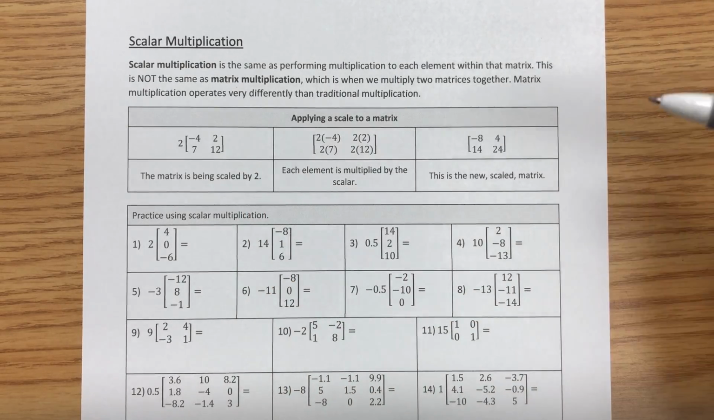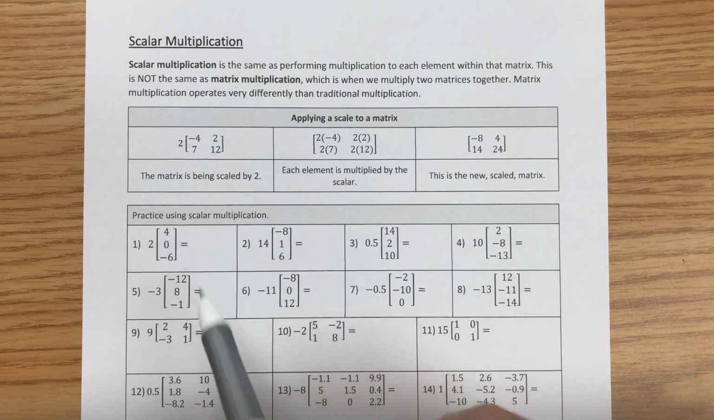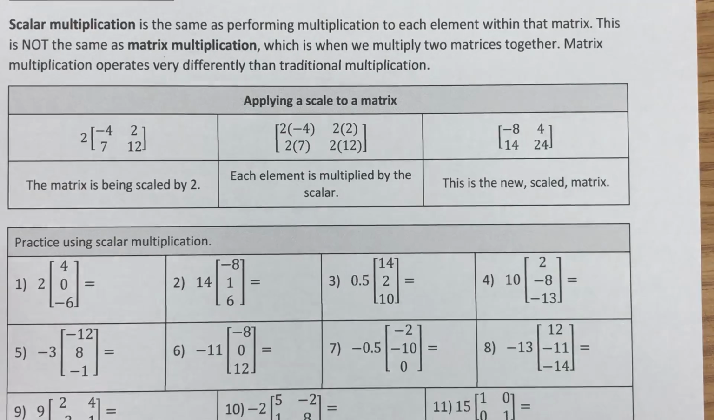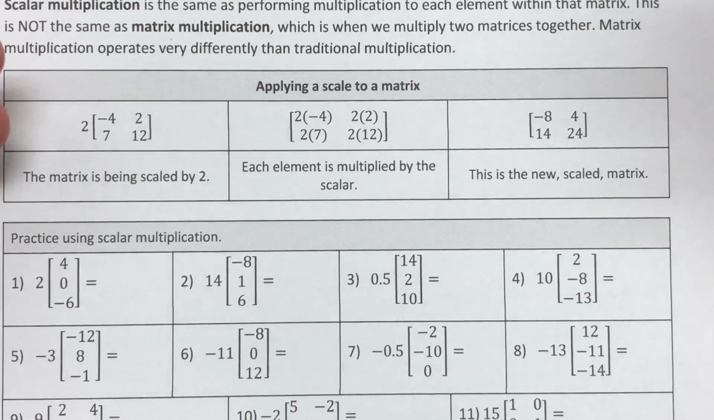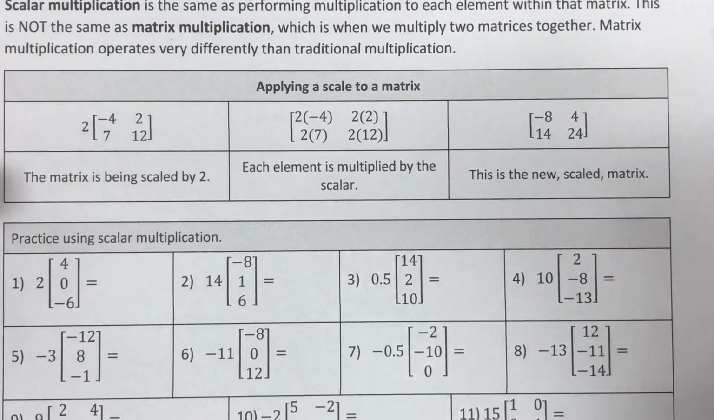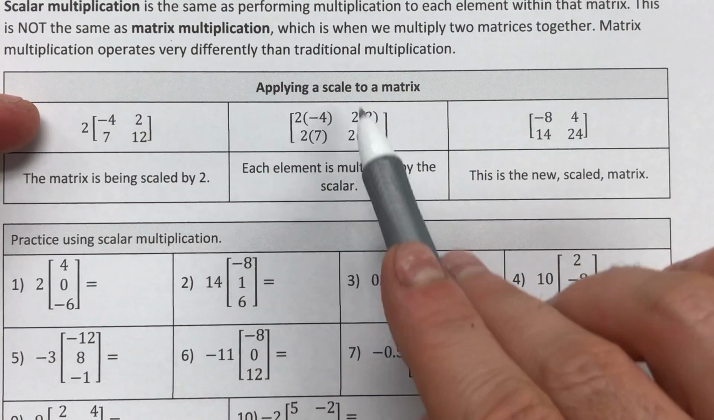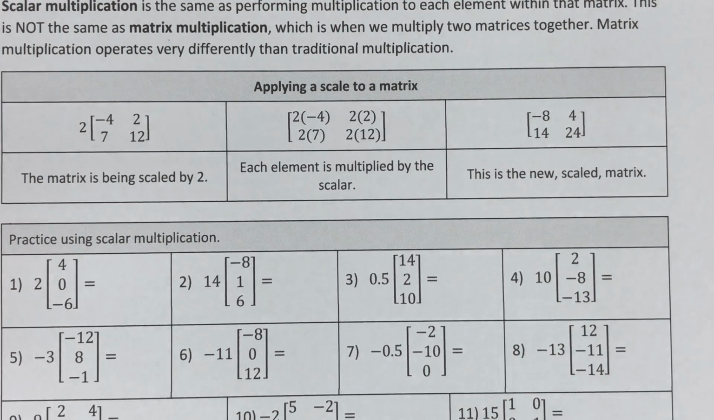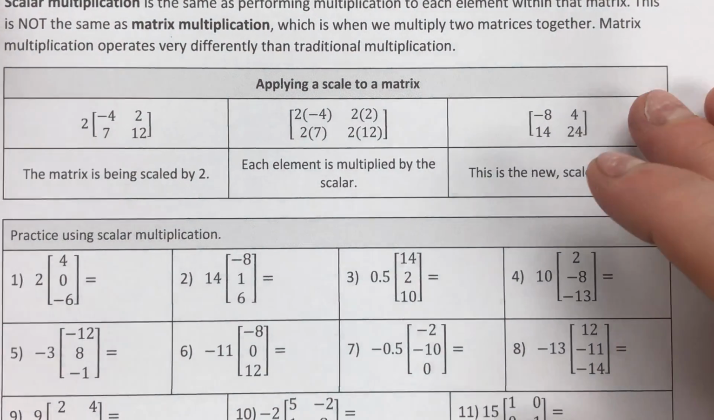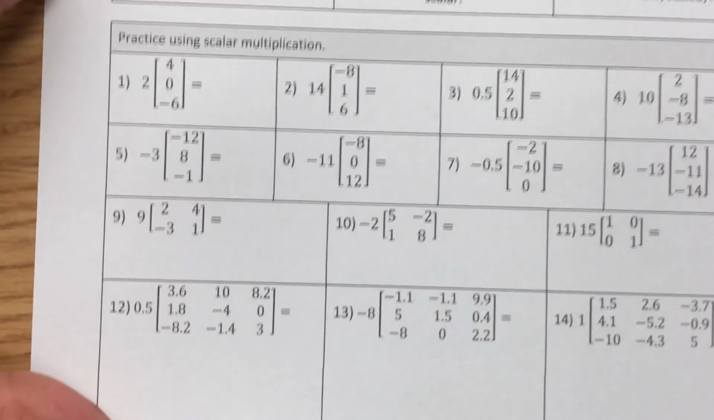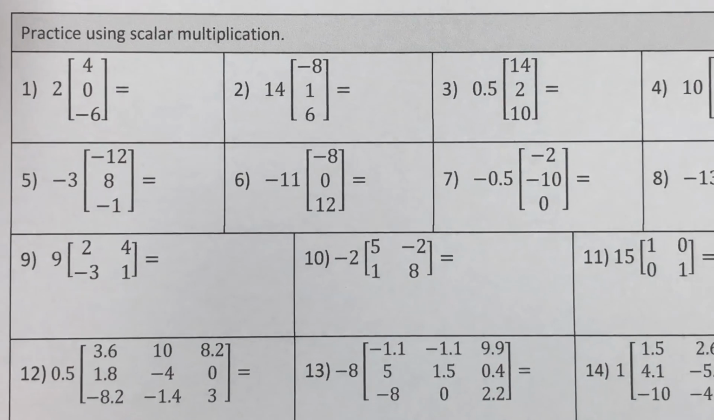We're not multiplying one matrix times another. We're multiplying one matrix times a scale factor, which means we are in essence dilating that matrix, making it go through dilation. So let's take a look at how that actually works. When we apply a scale to a matrix, let's say I want to scale this matrix by 2, I quite literally take each element of the matrix, the -4, the 2, the 7, and the 12, and I multiply them all by 2, and I get the new matrix. That's it. So without taking too much time, let's go ahead and jump into this.